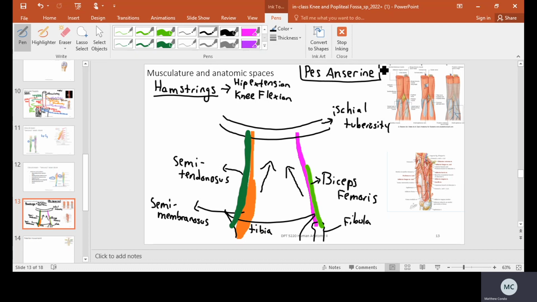All right, any questions on hamstrings? So is Pes Anserine considered like the hamstring muscles or just like the area? So what's Pes Anserine?